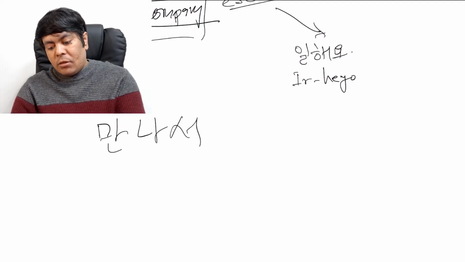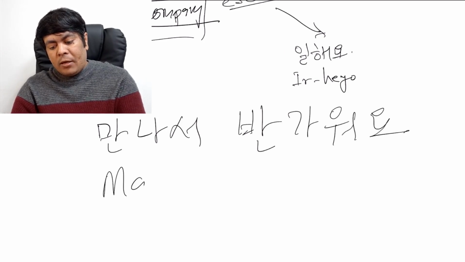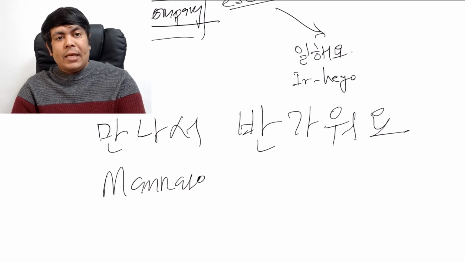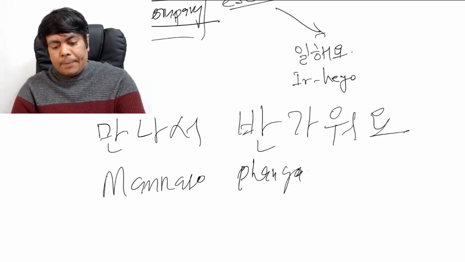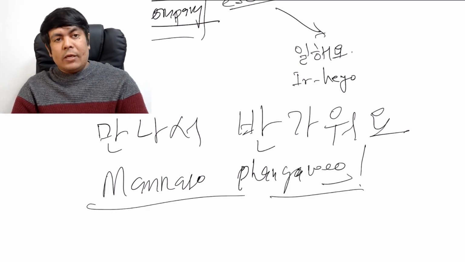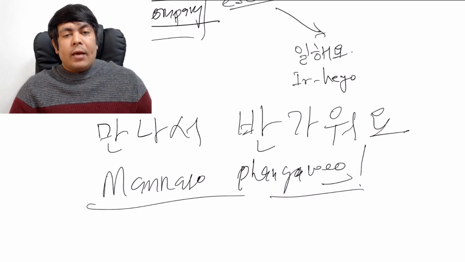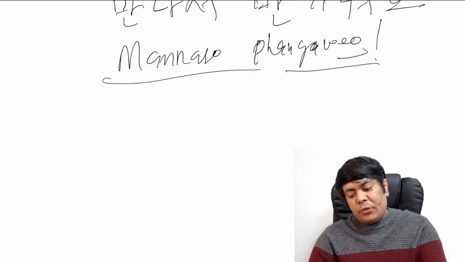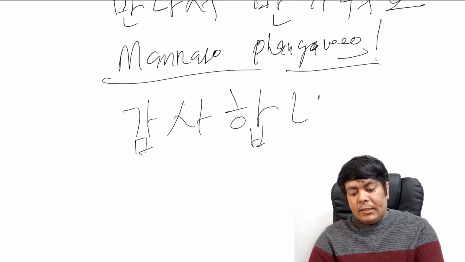Then you can also use this phrase, 만나서 반가워요. 만나서 반가워요 means I am happy to meet you, glad to meet you. It's very difficult to write in romanization, so I would encourage you to just imitate the Korean pronunciation. 만나서 반가워요. And you will end your introduction with 감사합니다.